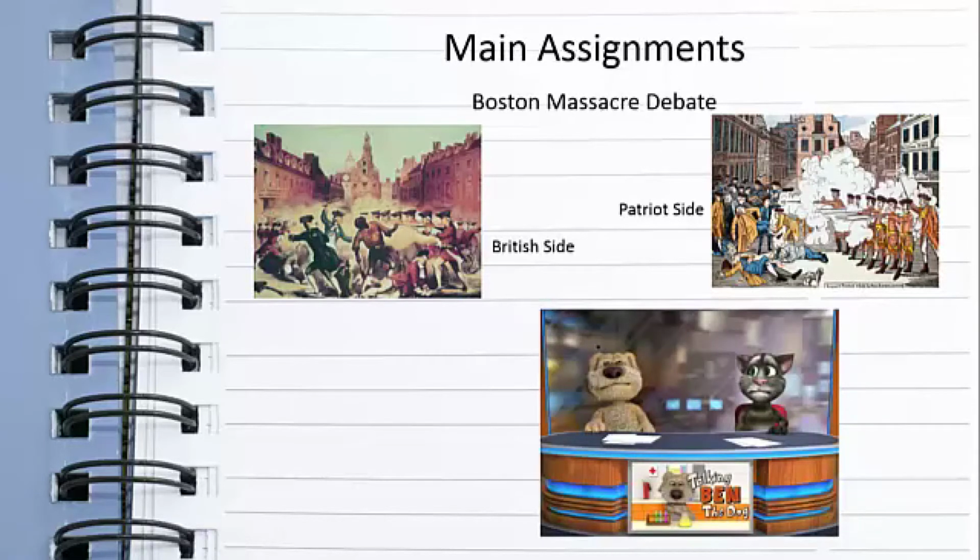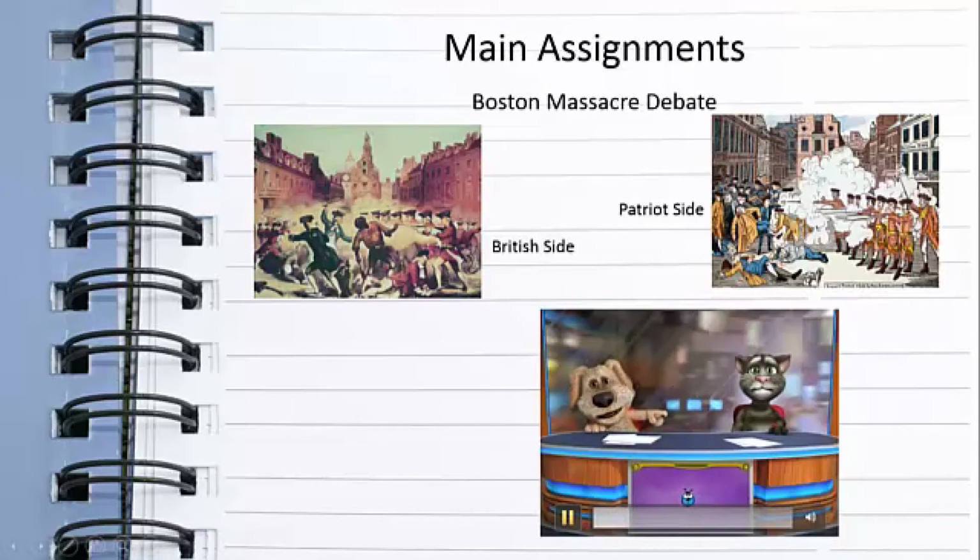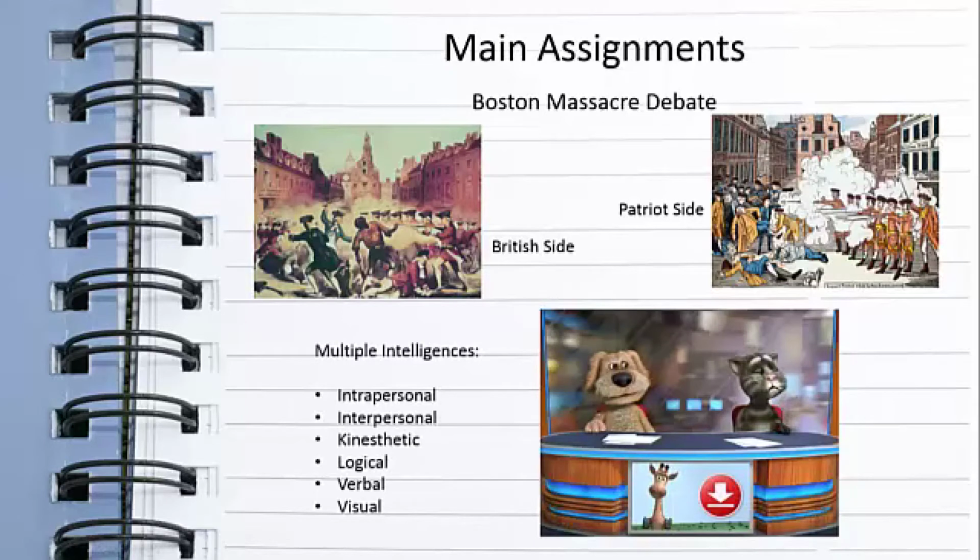talking news debate. "Your men shot and killed 5 of our men." This meets multiple intelligences such as intrapersonal, interpersonal, kinesthetic, logical, verbal, and visual.